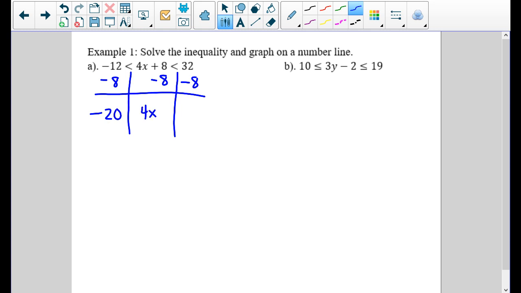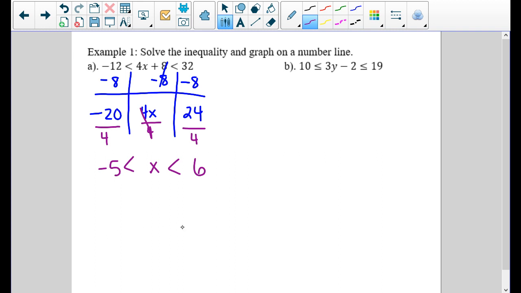4x comes down, 8's cancel, 32 minus 8, 24. And divide by 4. Same rules apply. If I multiply or divide by a negative, I need to flip. Here it's a positive 4. So negative 20 divided by 4 is negative 5, and 24 divided by 4 gives me 6. Signs stay the same. So our answer is negative 5 less than x less than 6.